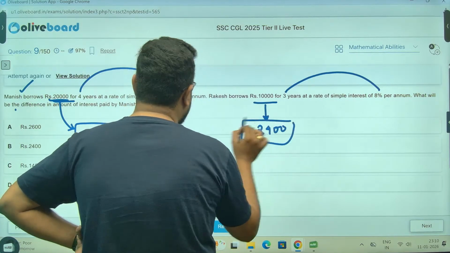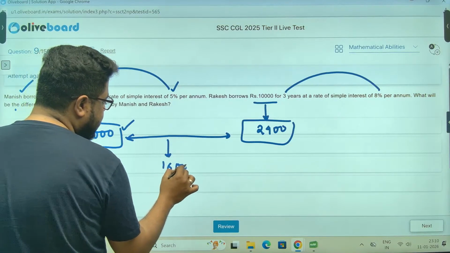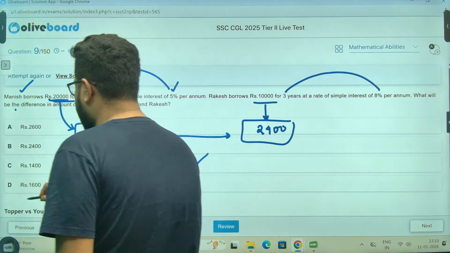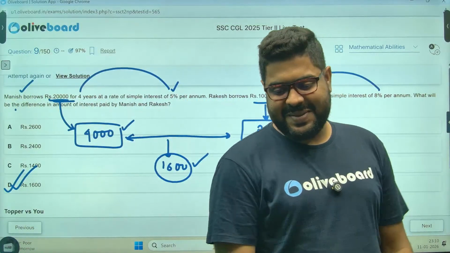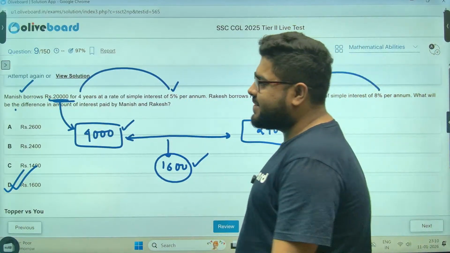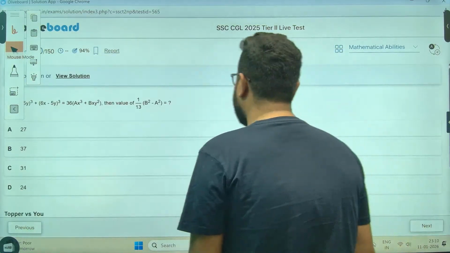So, they are asking the difference between these two. Sir, again, it will be 1,600 rupees. Option number D. Finally, we got an answer which is not C. Option D is the correct answer. You see, not very difficult, sir. Moving on.